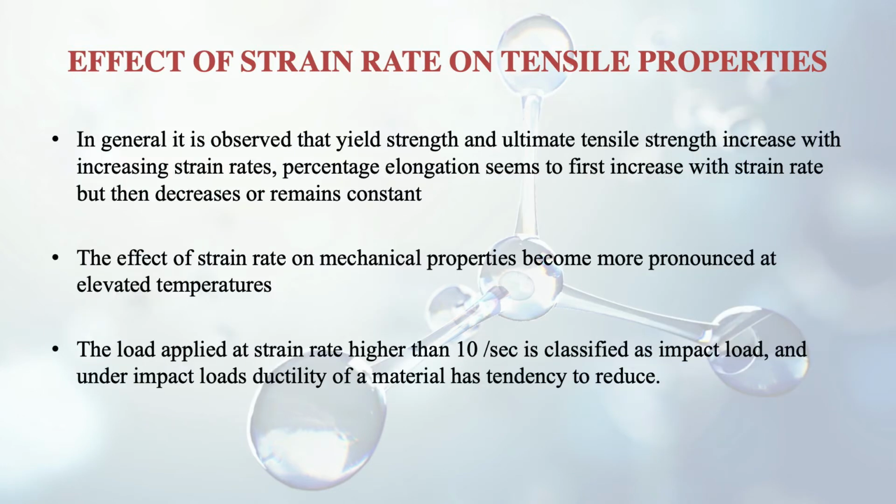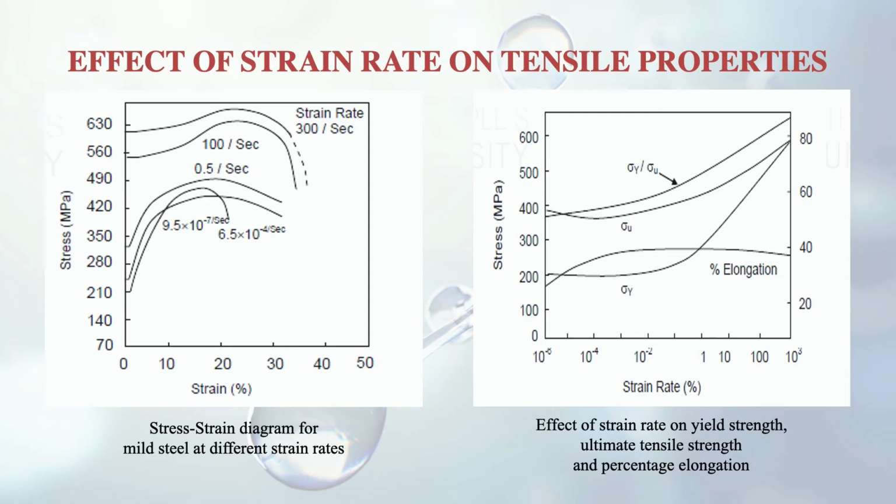So the load applied at a strain rate higher than 10 per second is classified as impact load, and under impact loads, the ductility of a material has a tendency to reduce. So as soon as the load becomes an impact type of load, meaning it is a high load acting within seconds, what will happen due to that? The ductility of the material will reduce. Like you can see here also, ductility is going down. Here in the top figure you see it is coming to the fracture point very quickly, so the ductility is reducing, the percentage elongation is reducing.